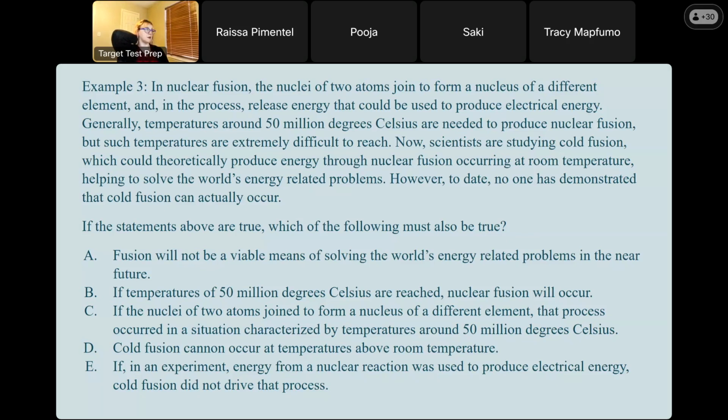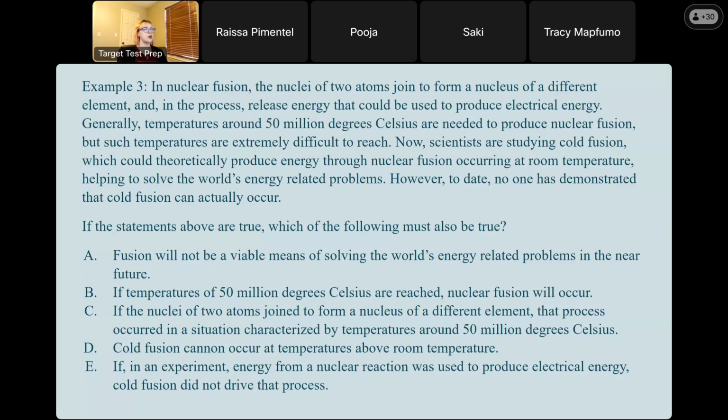All right. In nuclear fusion, the nuclei of two atoms join to form a nucleus of a different element and, in the process, release energy that could be used to produce electrical energy. Generally, temperatures around 50 million degrees Celsius are needed to produce nuclear fusion, but such temperatures are extremely difficult to reach. Now, scientists are studying cold fusion, which could theoretically produce energy through nuclear fusion occurring at room temperature, helping to solve the world's energy-related problems.